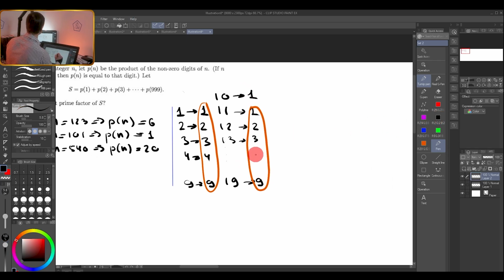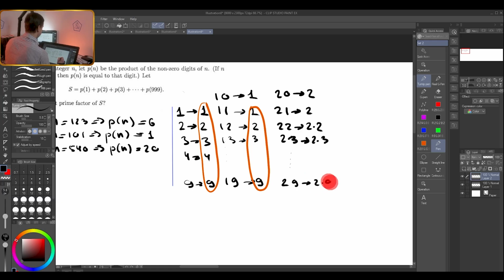Let's continue and let's understand if there is some pattern here. For 20, the product of non-zero digits, p of 20, is simply 2. For 21, it's also 2. For 22, it's 2 times 2. For 23, it's 2 times 3, and so on. And for 29, it's 2 times 9. And you immediately can see that for this column and for this column, the situation is very, very similar.